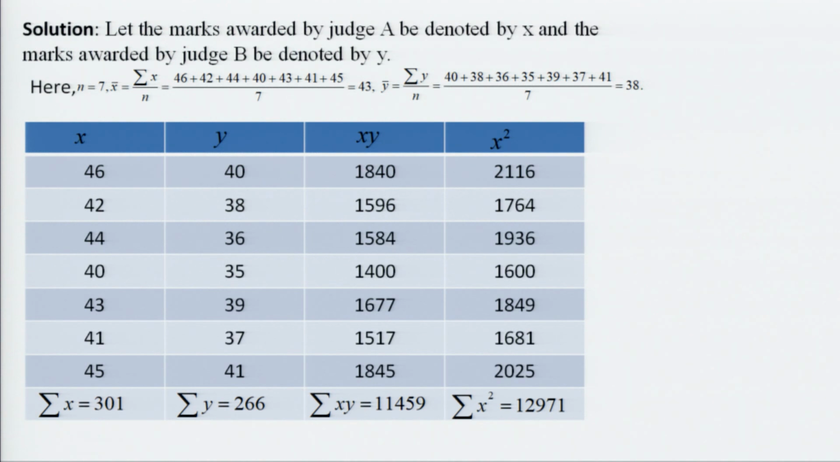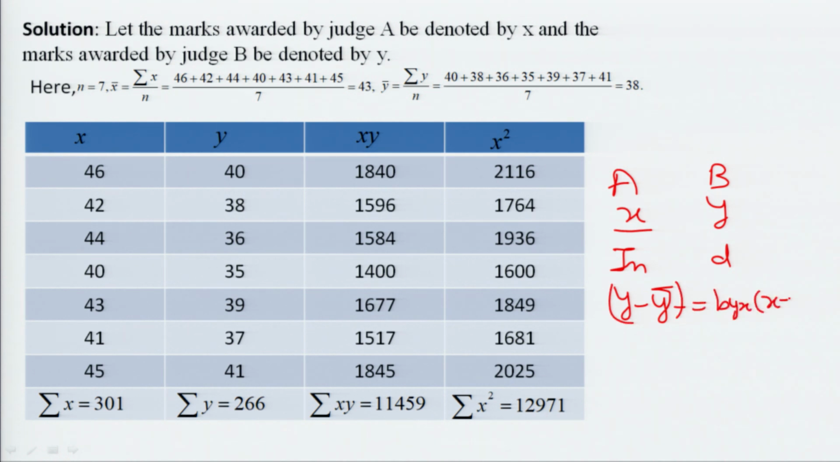So, here let the marks awarded by judge A be denoted by x. We choose A is x and B is y. That means x is independent and y is dependent. We use the line of regression y on x. This is y minus y bar is equal to b y x times x minus x bar. For this, we find the values of b y x, y bar and x bar.